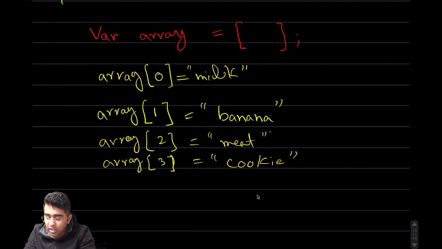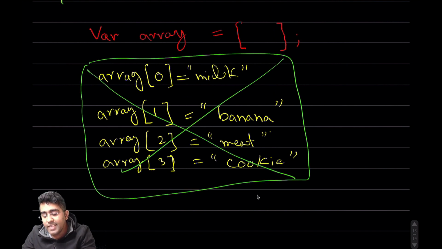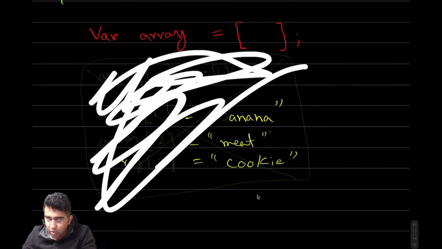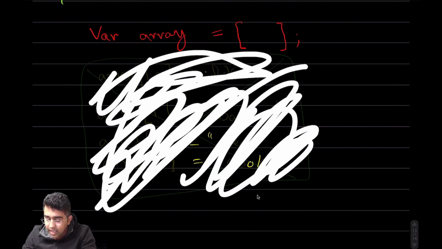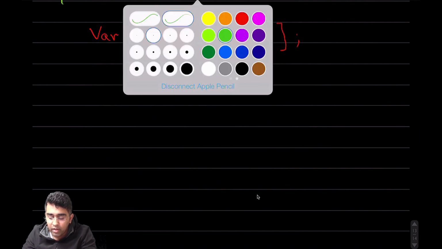Now, this is a lot of code. We have to say array zero, array one, array two is equal to this, array three is equal to this. We don't want to write that. This is not the way you want to add a value to an array on a specific index. When you define an array, it will always start from index zero. So I'm just going to remove this code here, and I want to just make the array and put the values inside the array right on the same line.